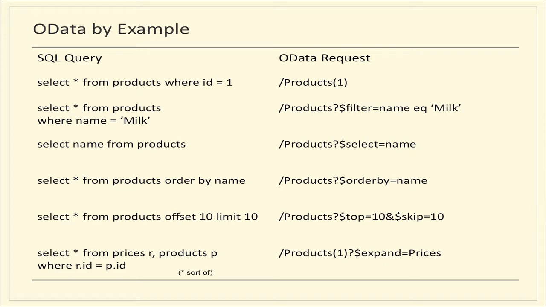I can, of course, decide to only retrieve certain fields. That's what the select syntax is for. I can order using order by. I can limit what portion of the result set I get back using top and skip. And the other thing I can do that's kind of interesting, because it doesn't map as directly to SQL, is that OData does have a concept of nested relations.